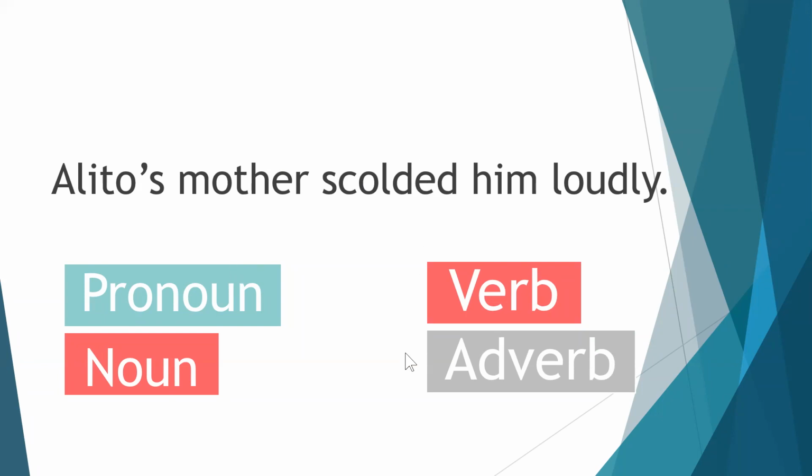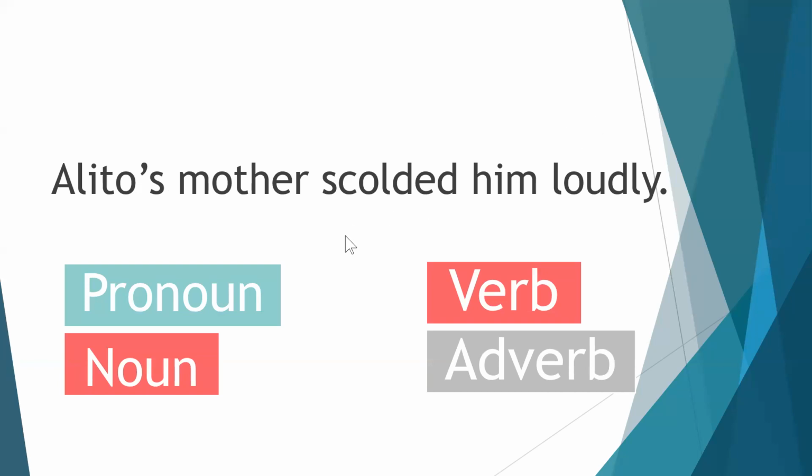Okay. Let's see. Where is the noun? Which one in this sentence? What do you think is the noun? Which word is the noun? Try. Remember, a noun is a person, place, or thing. Who is the person in this sentence? Alito. Alito? How about his mother? Alito's mother, sorry. Okay, so Alito is a noun, mother is also a noun, and specifically this is the mother of Alito. Great, thank you.